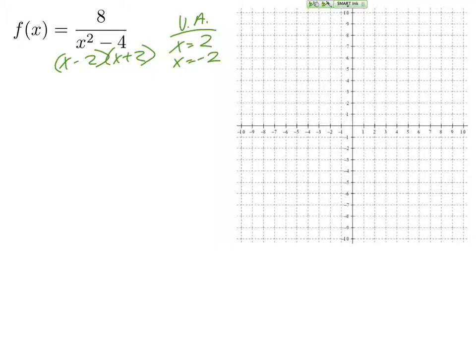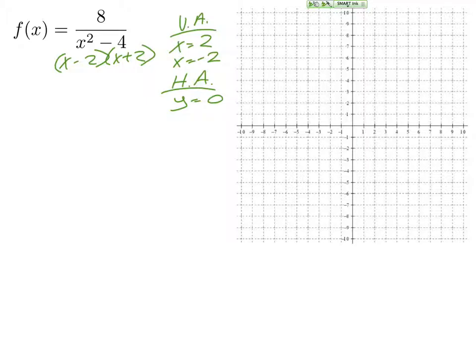All right, what about a horizontal? 0. Why is it 0? Bottom's bigger, so y equals 0. Okay, Hunter, what would my domain be? All real numbers except x equals 2, negative 2. Excellent. All real numbers except x equals 2 and negative 2.